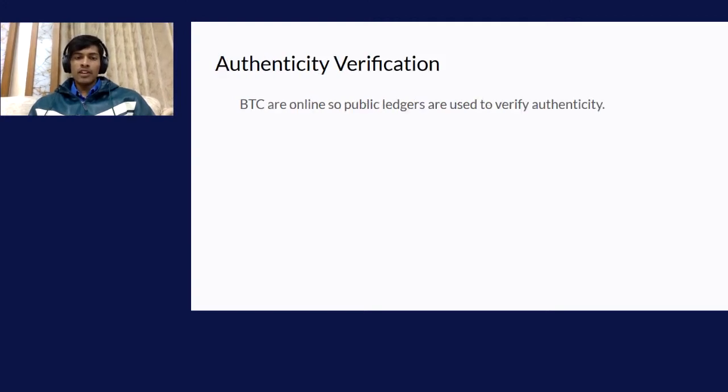Authenticity verification. BTC are online and the ledgers are public. So it's very easy to verify authenticity. It's simply a matter of running a Bitcoin node or just probing the blockchain. Whereas in the case of a traditional bank, you would assume that because there's a number in your account, it's real, but you're not really sure where that money is coming from, right? But in Bitcoin's case, it's verifiable. That's the point that I'm trying to make.